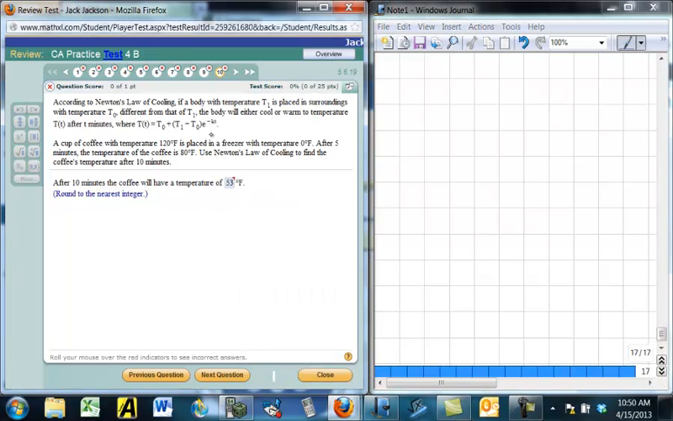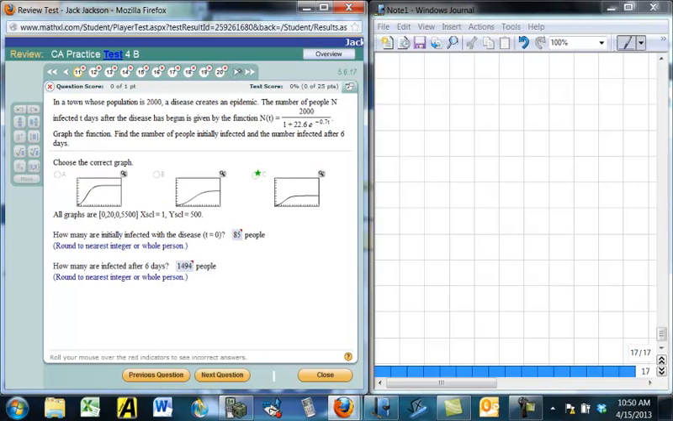So this is kind of a transformed exponential function. Okay, here's another one that's a variation on it. This is actually a logistic function. In a town whose population is 2,000, a disease creates an epidemic. The number of people infected t days after the disease has begun is given by this function here.